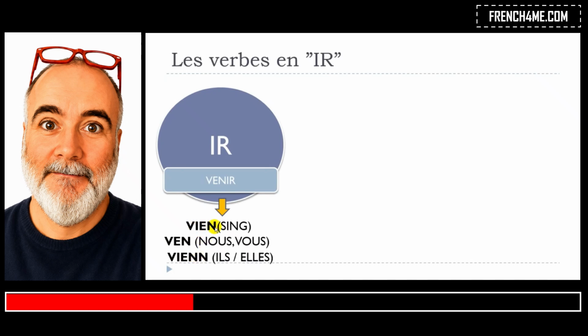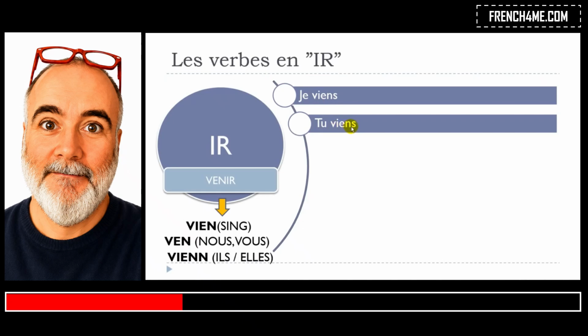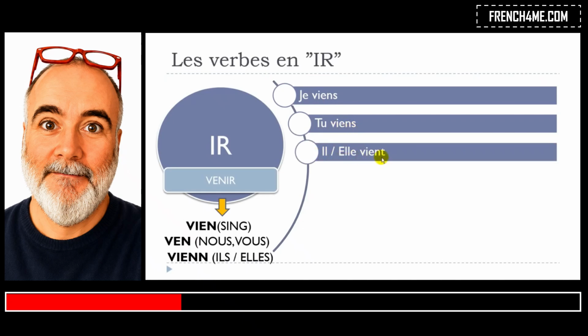You've got three forms here. So vient for the singular, ven like that for the plural, but then it's only nous and vous, and then viennent for the plural, il, elle. So let's see how it goes. Je viens, tu viens, il vient, elle vient. Okay, so we do agree that we respect the rule, so you take this VEN and then you put it right here, and after that you will put the ending.